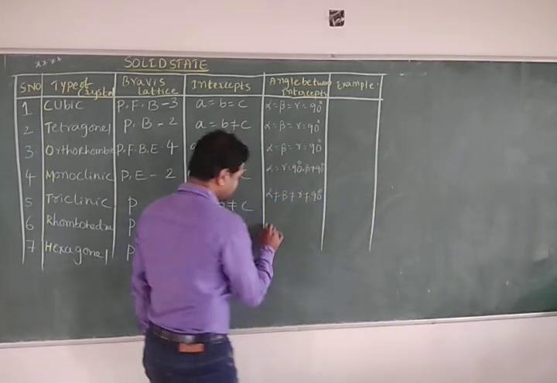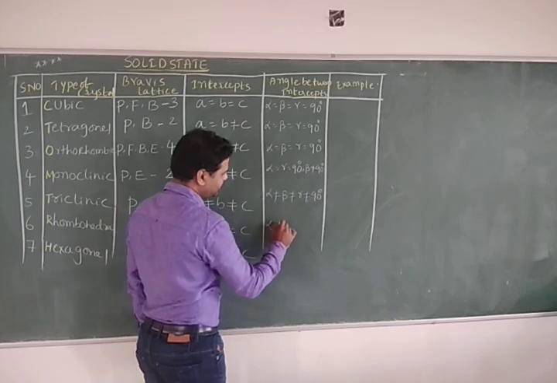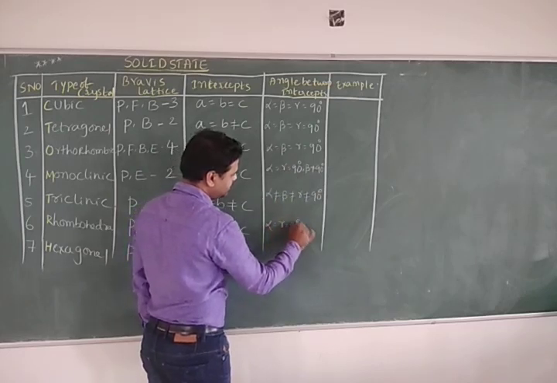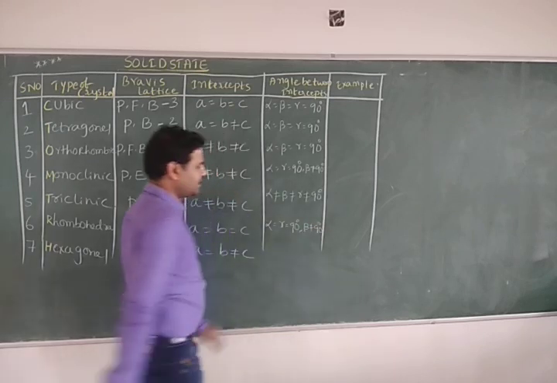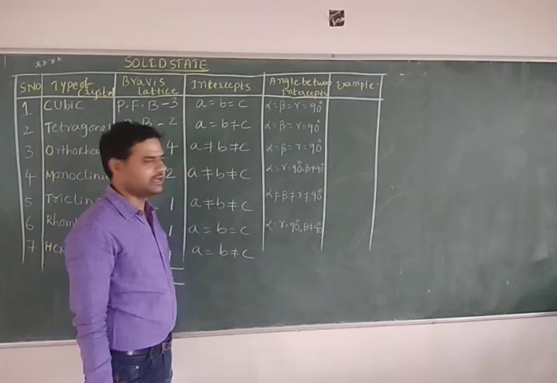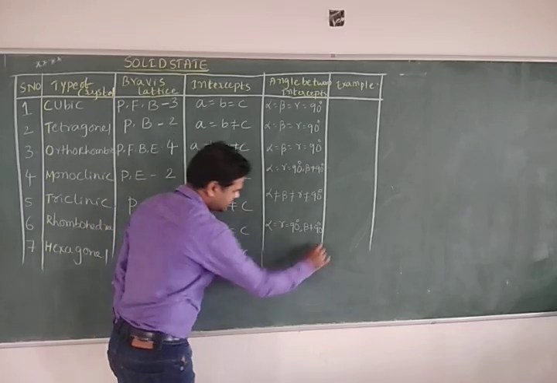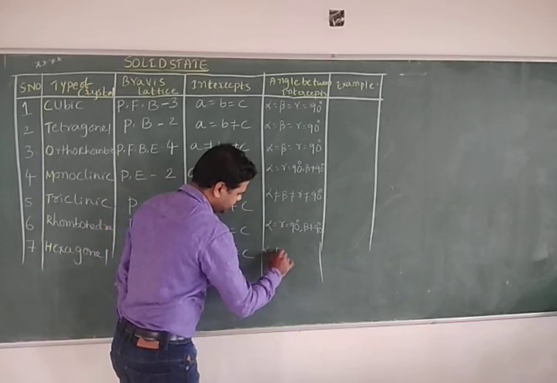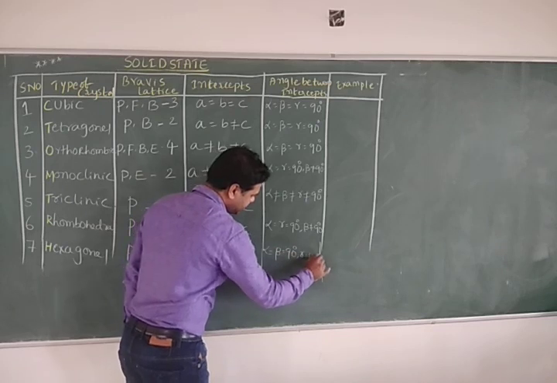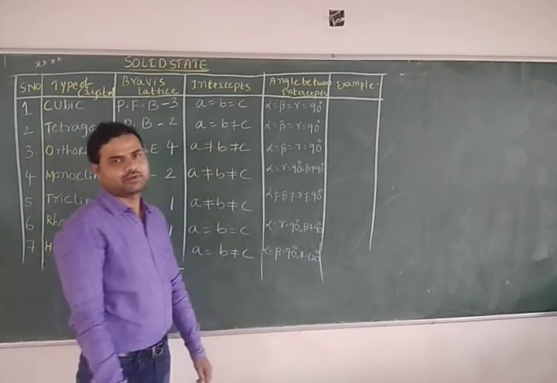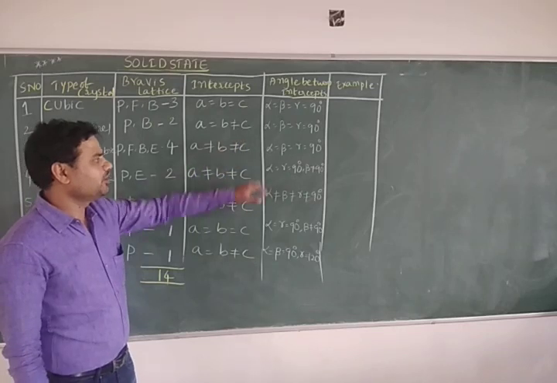And next one is same like this. Alpha gamma is equal to 90 degrees, beta again not equal to 90 degrees. Last one is alpha is equal to beta, which is equal to 90 degrees. But gamma is equal to how many degrees? 120 degrees. Once again I will tell you how to remember this.